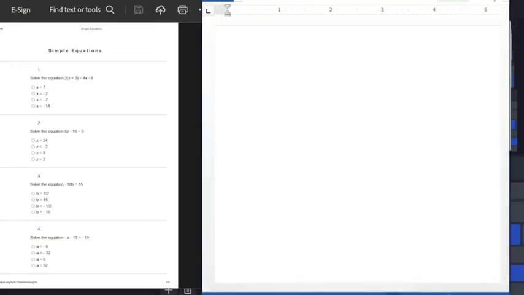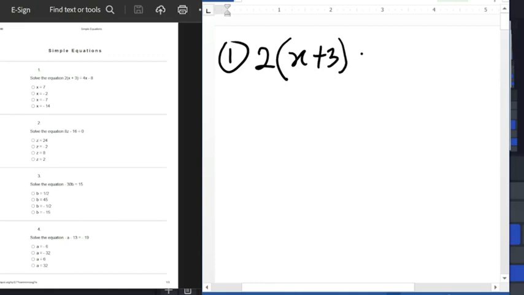So in this video, we want to look at questions on simple equations. So let's look at the first one. The first question asks us to solve the equation, and we have 2 in the brackets x plus 3, equals to 4x minus 8.